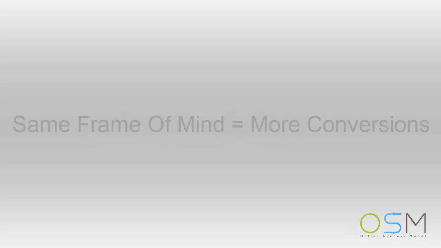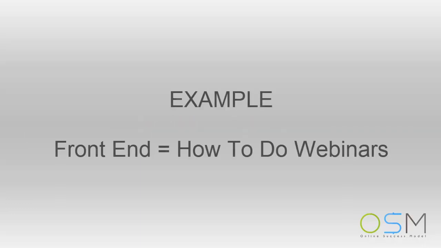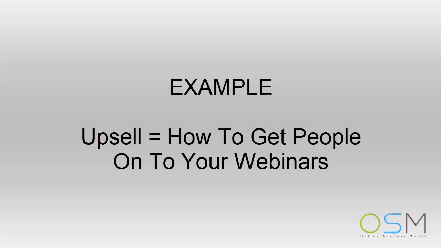By keeping them in the same frame of mind while they go through the funnel, they're more likely to buy the upsells. An example of how this could work is if your front-end product is solving a problem with webinars, something like being able to do them because you're scared to be online, then your upsells could be how to get lots of people onto your webinars. You can see it's congruent with it, it's almost the same, but it's an upsell that solves the same sort of problem. By doing this, your funnel makes sense to people and they're much more likely to go ahead and buy extra pieces of it.